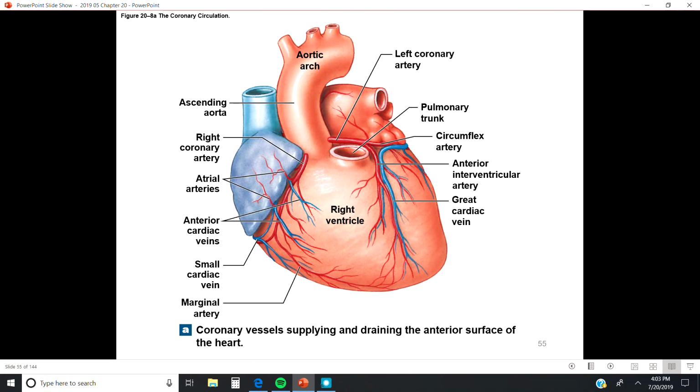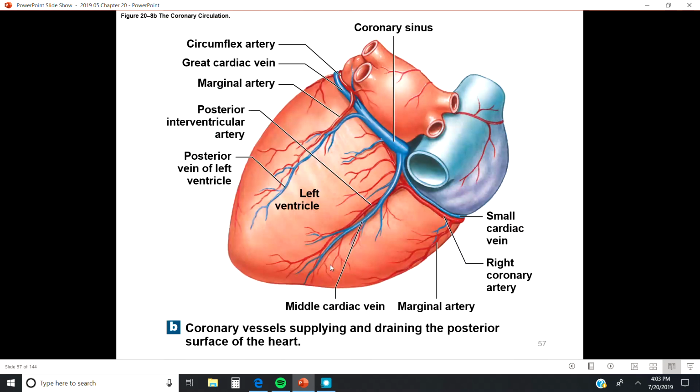So that concludes this lesson on the coronary circulation. Again, we have two arteries, the left and right coronary arteries and their branches, and then we have three veins on the front, GAS: great cardiac vein, anterior cardiac vein, and small cardiac vein. And on the back we have three veins also, PMS: posterior cardiac vein, middle cardiac vein, small cardiac vein.